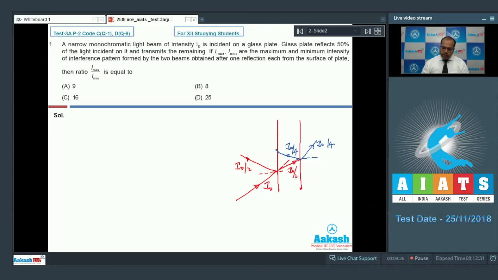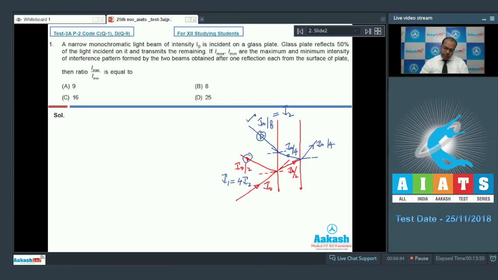Now when this I0 by 4 intensity falls on the first surface, half of the intensity again gets transmitted and half gets reflected. If I see the transmitted part, it will be this, and these two rays are parallel. The intensity of this is I0 by 8. If I say this is my I2, then the value of I1 is equal to 4 times I2.